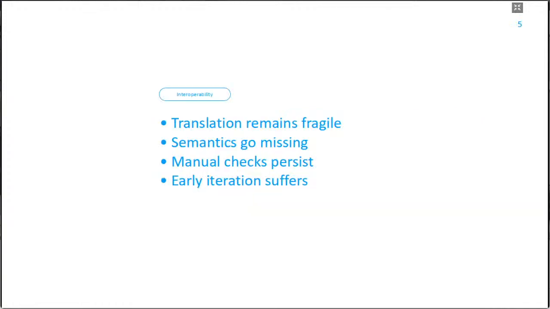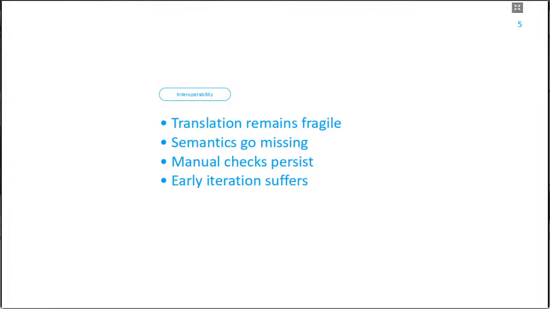So for interoperability, we found that translations remain fragile, and semantics go missing. So what this means is when we start with data-rich formats such as BIM, and we share these to sustainability consultants, the tools they're using are often using PDF formats. And so there's a lot of data that is lost from BIM to PDF. And then because there's remodeling in many of these tools, manual checks persist. So you're more prone to errors when there's more remodeling as opposed to just working with the IFC data.